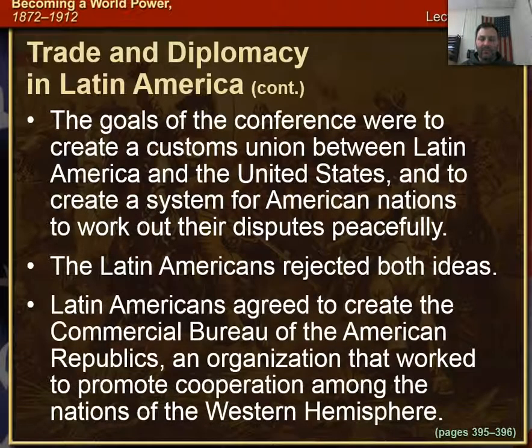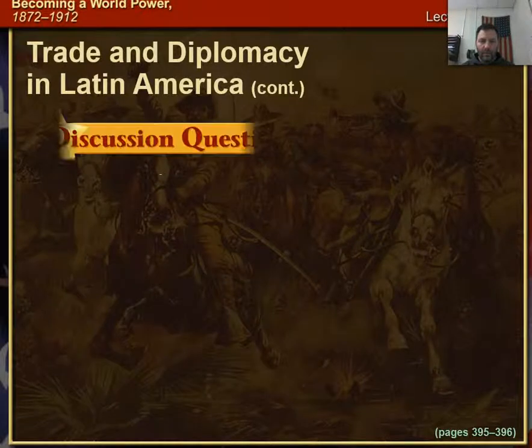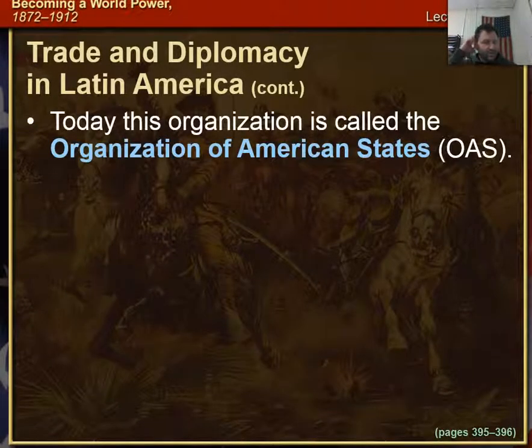Latin Americans agreed to create the Commercial Bureau of the American Republics, an organization that worked to promote cooperation among the nations of the Western Hemisphere. Today, this organization is called the Organization of American States, or the OAS.